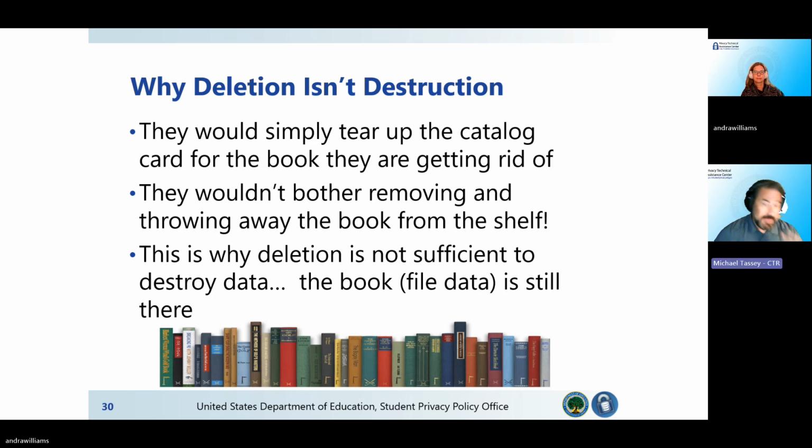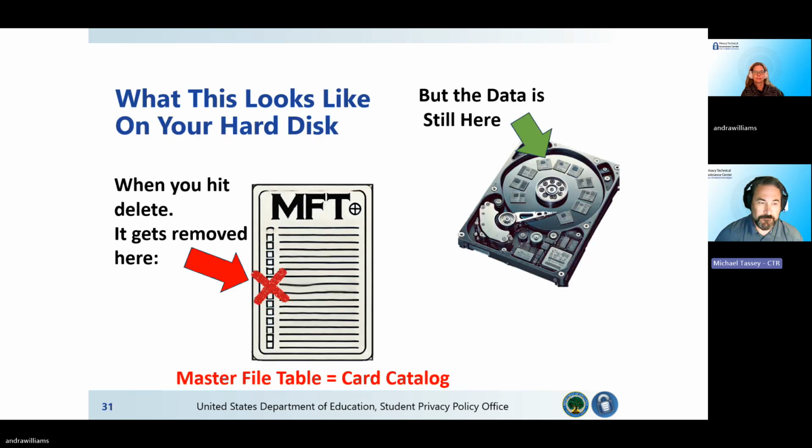And that is the key reason why it is not sufficient to simply hit delete. In most cases, that delete button is not going to get rid of that file. It's going to shred that card catalog. So this is what it looks like if we're talking about a partition on a hard disk. Kind of clarify this and make it kind of simple to understand.